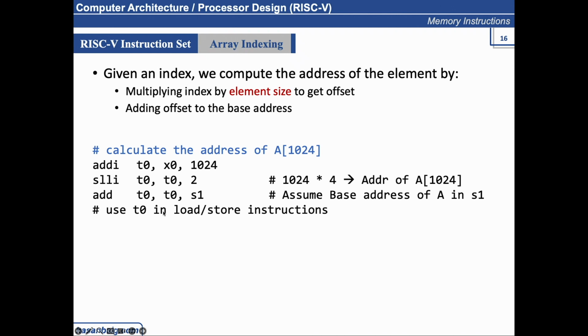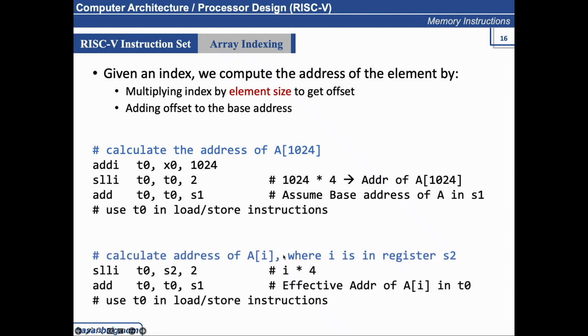Now we have the complete address: s1, which is the base address, plus the offset in t0. We need to use this in the load word instruction. We have already calculated the offset plus the base address, which is the effective address. What are we going to specify in the instruction in place of the offset? 0. Okay, before we talk about that, I would like to also talk about how we access the ith element.